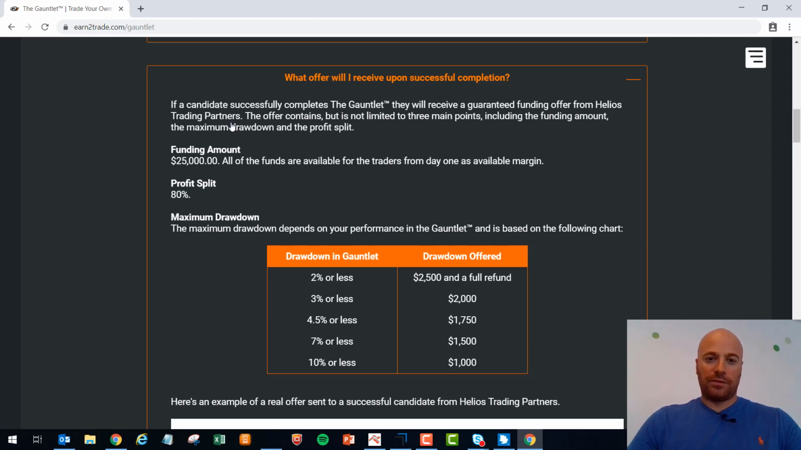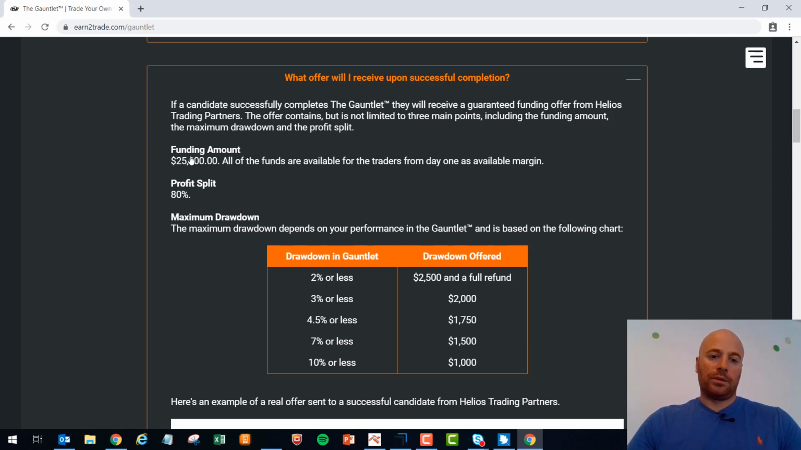So what offer will I receive upon successful completion? If a candidate successfully completes the Gauntlet, they will receive a guaranteed funding offer from Helios Trading Partners. The offer contains, but is not limited to, 3 main points, including the funding amount, the maximum drawdown, and the profit split. So the funding amount is $25,000 US, and this is available from day one as available margin.